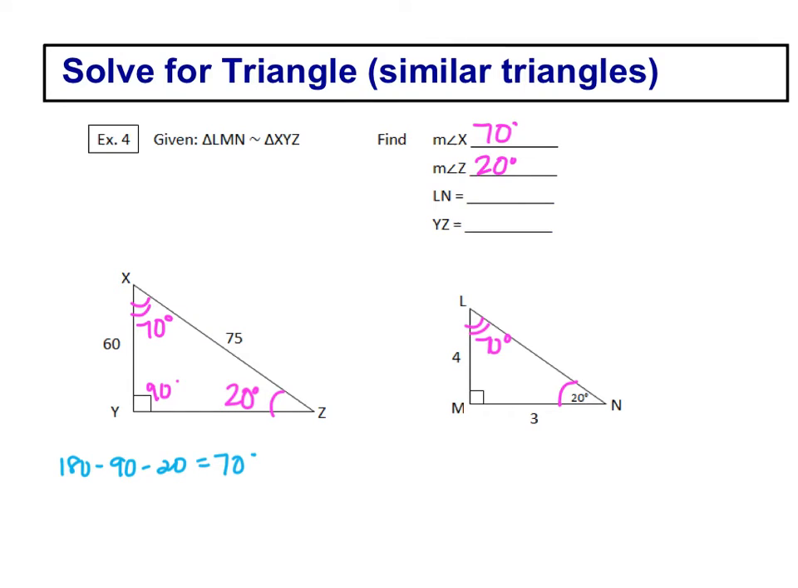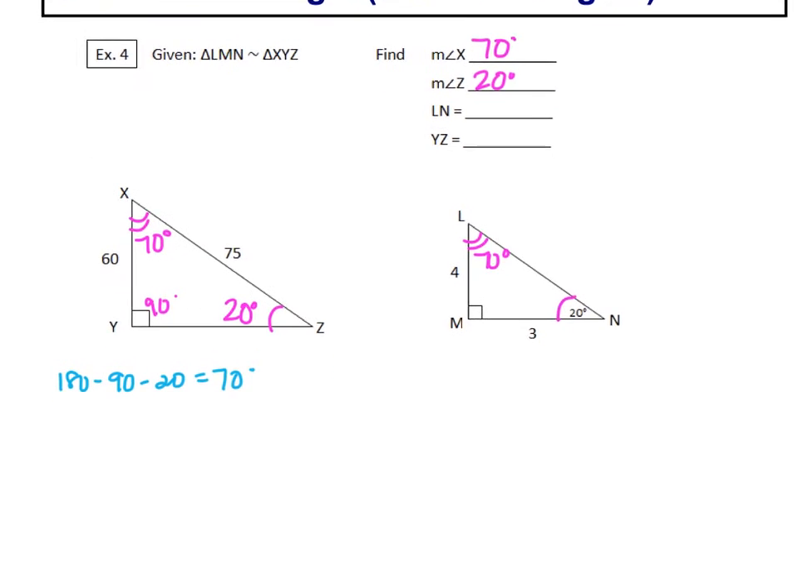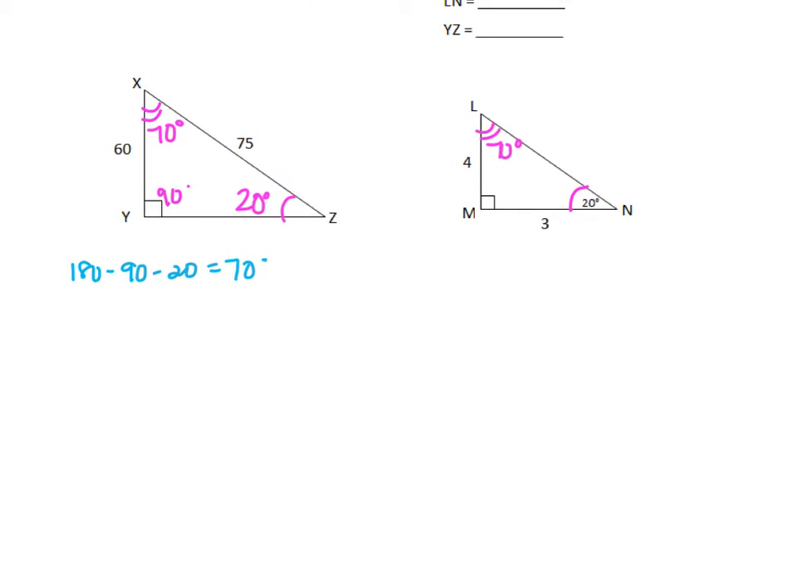Now we're going to focus on the missing sides. Basically we need LN and we need YZ. So we are going to set up our ratios of our sides. So LM, here's LM over here, is proportional with XY. And we can fill in those sides as 4 over 60. We knew this ratio right here, we had both pieces, so that's helpful. We're going to come back to this one in a minute.